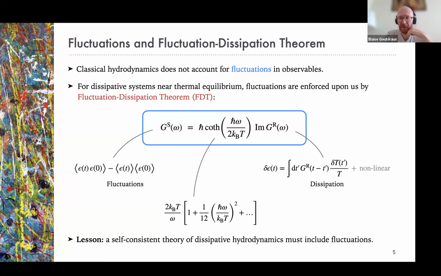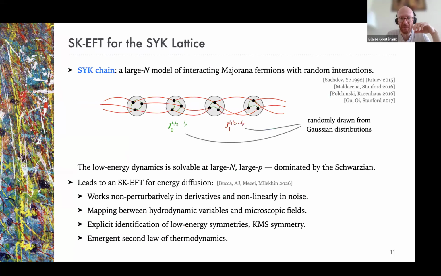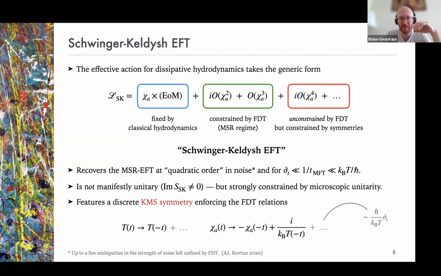That's okay, but I thought that on the last slide that you presented, you had these inequalities where partial t was much less than 1 over t MFT, much less than this 1 over temperature timescale. And I was wondering, what was this t MFT that you were discussing?